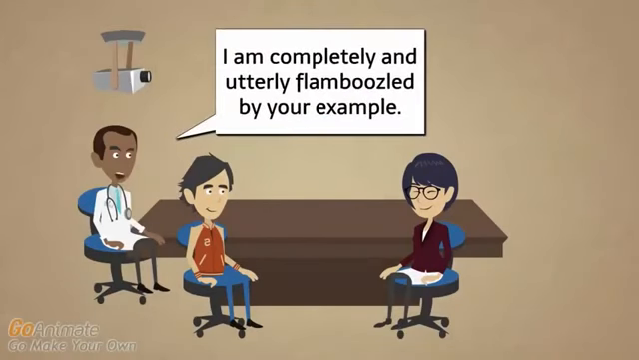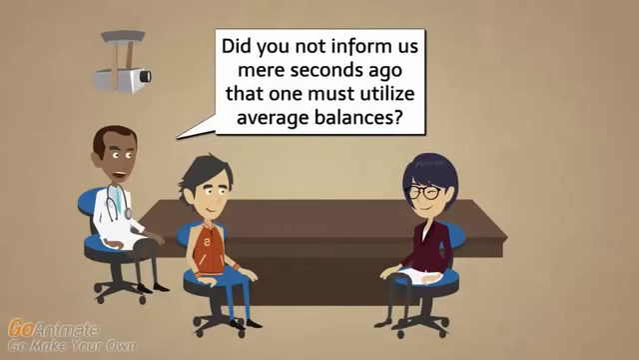I am completely and utterly flamboozled by your example. Did you not inform us mere seconds ago that one must utilize average balances? Really sorry to flamboozle you, but I was trying to keep it simple. I was trying to do an example which clearly shows how these two factors, ROA and financial leverage, combine to drive ROE. And yes, if I was doing these ratios in practice, I would take the average of the beginning and the ending balance for both assets and for equity.